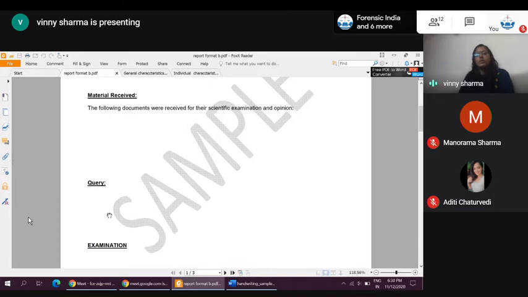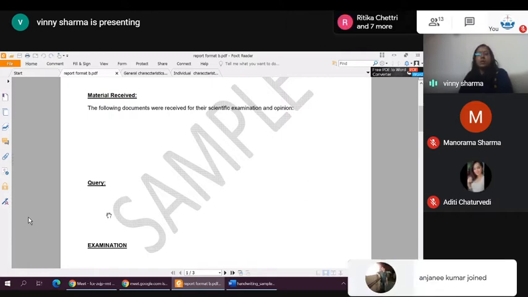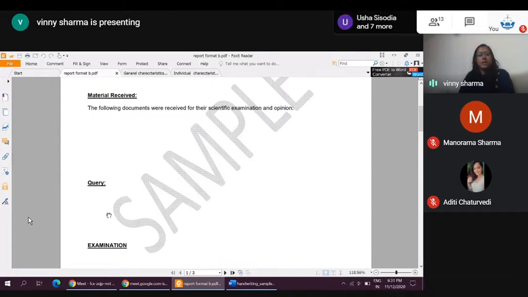Query means what question has been asked of you by your client, whether the client wants to verify the signatures, whether the client wants to know whether the document is genuine or not, whether the client wants to know the handwriting or the authorship. Okay, so you have to be very clear when you are writing the query, because your entire report, your opinion, your conclusion depends on this query.